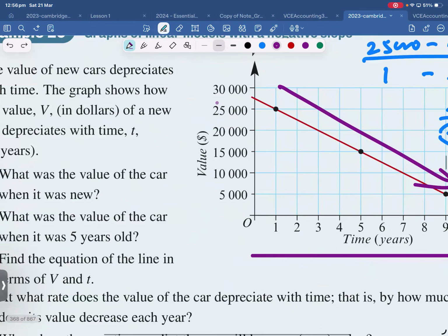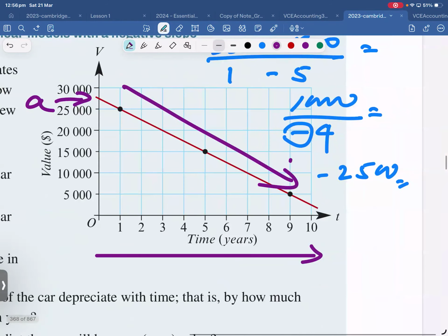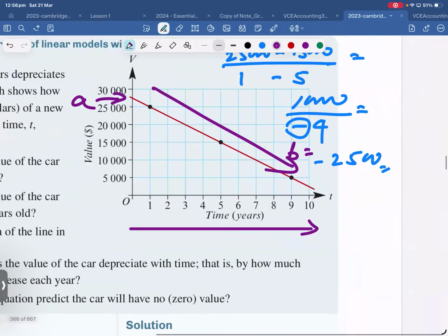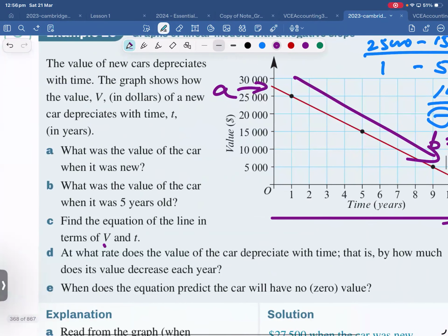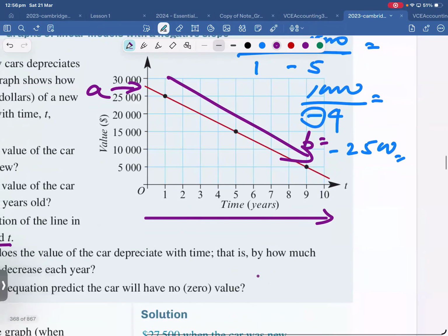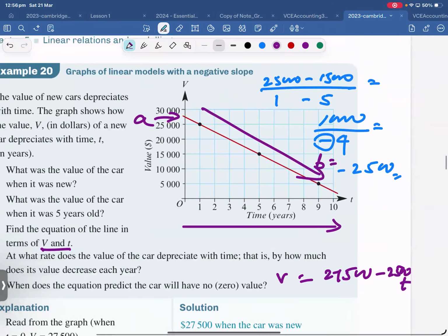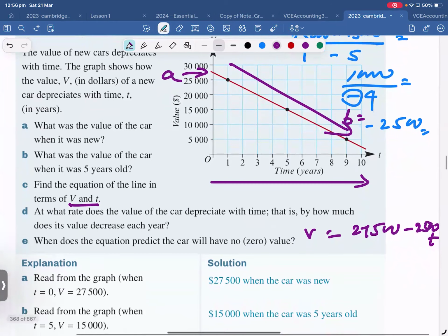So we have 27,500, which is A. Now we found B, which is negative 2500. Then we can say, in terms of what are they asking? V and T again. V equals 27,500 minus 2500 T. Yeah, so that's the equation.